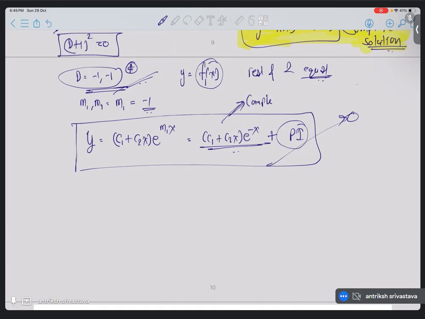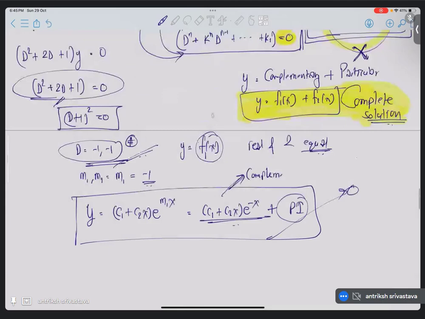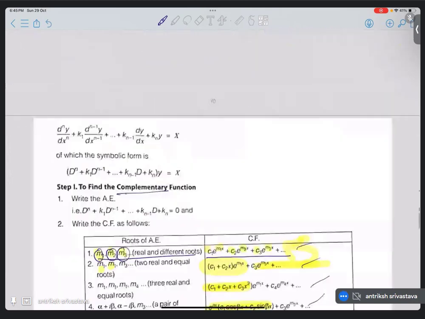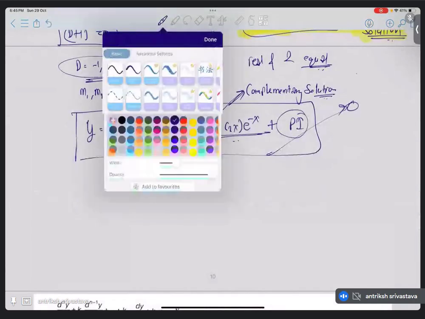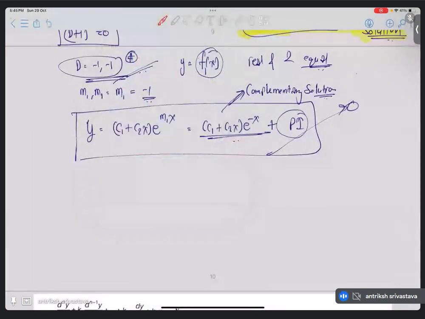complementary solution. Is it complementary? Yeah, complementary solution. Sometimes I get confused whether it is complementary or conventional solution. Okay, so this is the complementary solution.